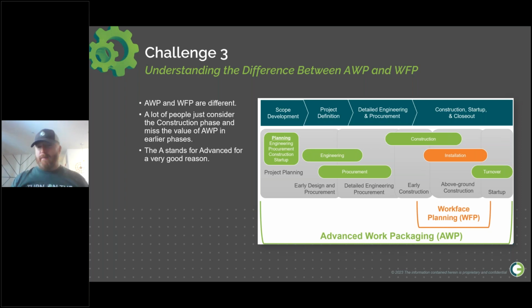AWP is the entire project lifecycle, right from early FEL2 or pre-feed, feed, select, define, depending on what terminology you use, all the way up to commissioning and completions. Work phase planning is just the construction piece. It's just the execute phase installation scope. That's the field construction portion.